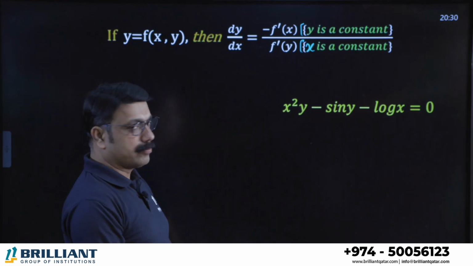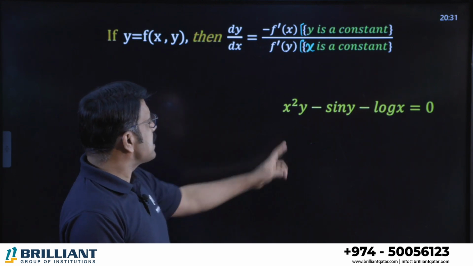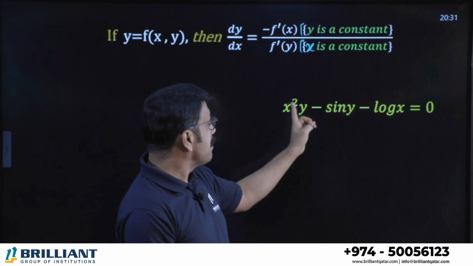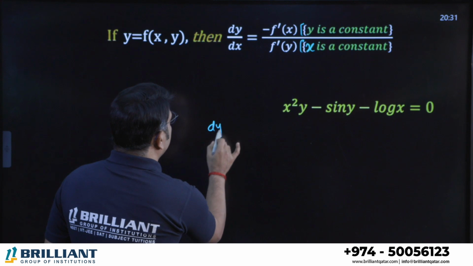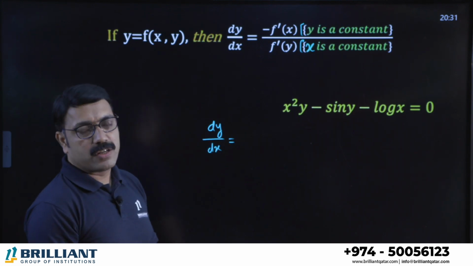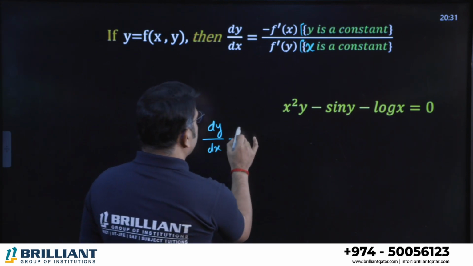What is the question? Here, x square y minus sine y minus log x equal to 0. This is an implicit function. I am going to take the derivative of that function. We are finding dy by dx, which equals minus f dash x.